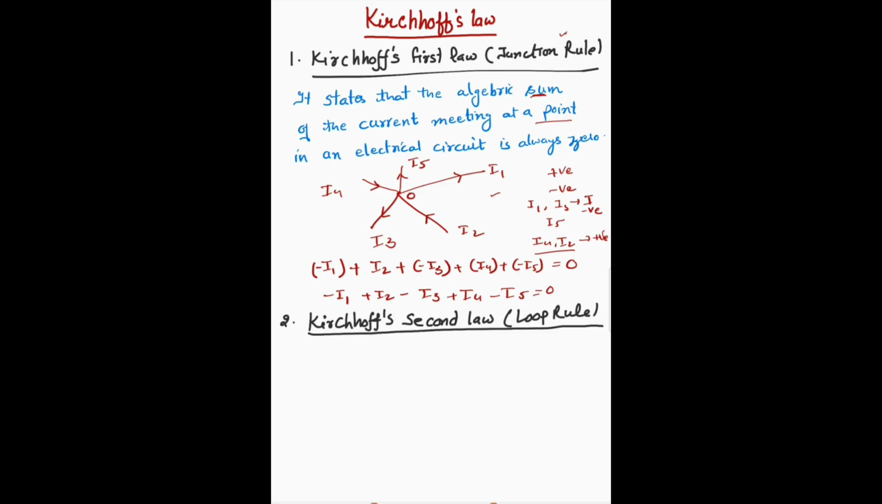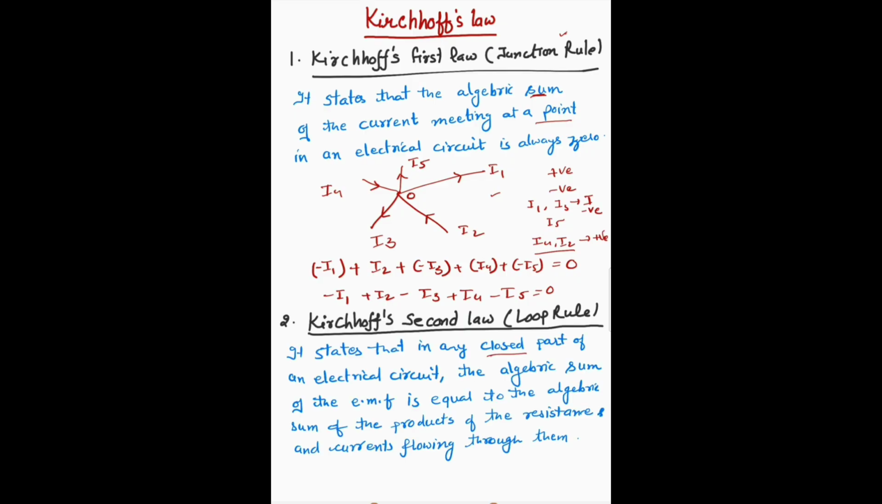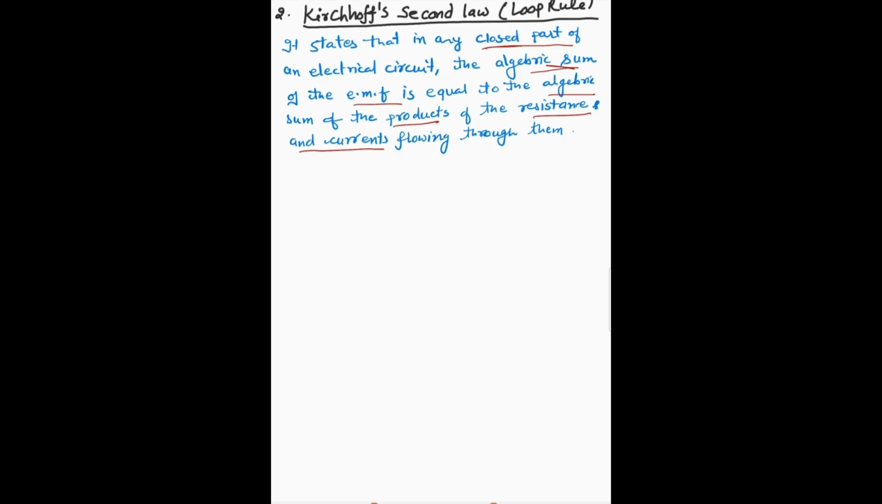Kirchhoff's second law, which is also known as the loop law, states that in any closed path of an electrical circuit, the algebraic sum of the EMFs is equal to the algebraic sum of the products of the resistances and the currents flowing through them. To explain this law, let me take a closed circuit.